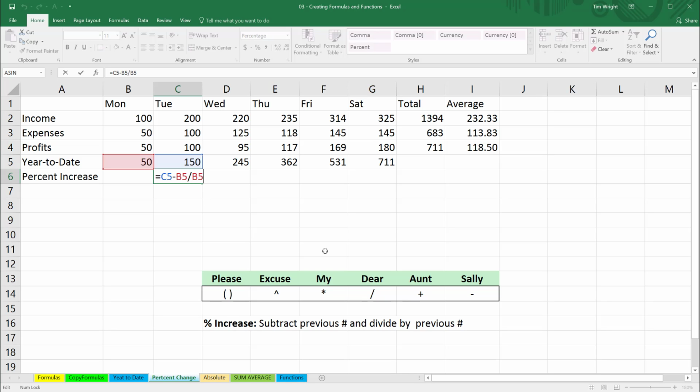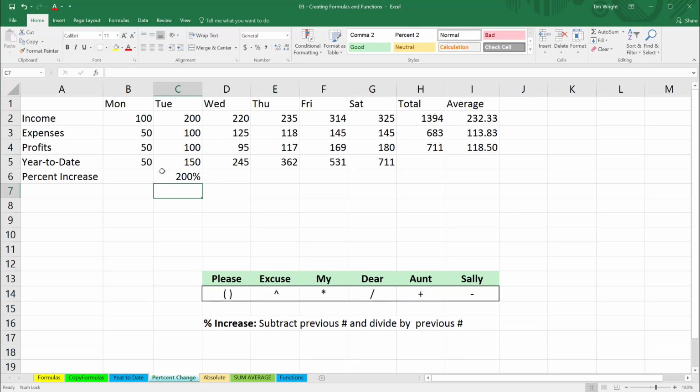Well, you might be able to fix that by simply looking down here and seeing that parentheses are always done first. So what do we want to do? We want to put parentheses right here. Now our formula is going to do C5 minus B5. Then it's going to take that sum and divide it by B5. So we'll hit enter to accept, and we get the right number.